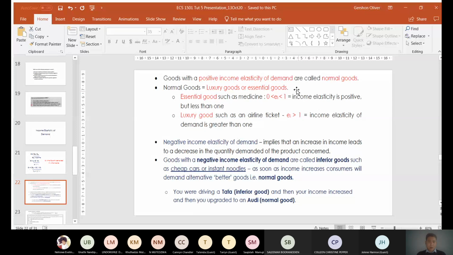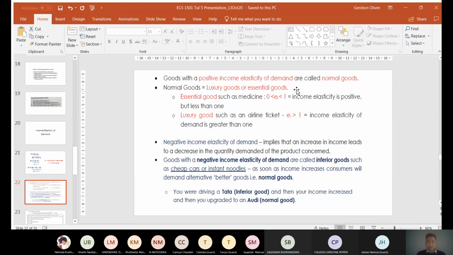Goods with a positive income elasticity of demand, your normal goods, we are going to subclassify. Normal goods are either luxury goods or essential goods. Remember, I gave you an example earlier of a luxury good: an airline ticket, a Dolce & Gabbana bag, a Louis Vuitton bag, a safari ticket, staying at a 5-star safari lodge. That's a luxury good.